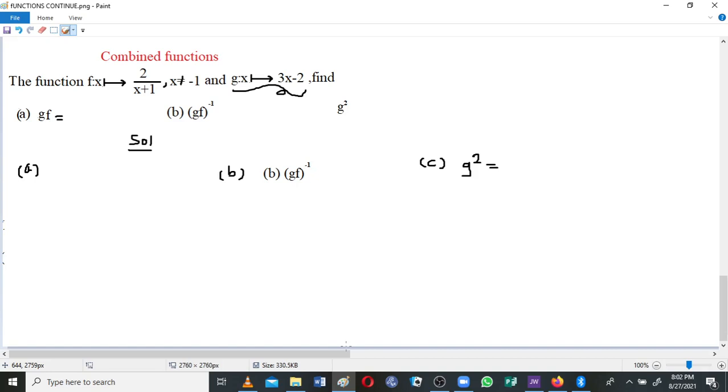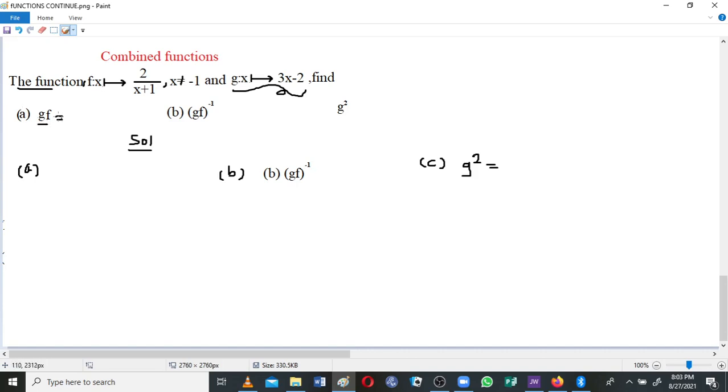Functions. Okay, all right, so we can start solving. The question says the functions f(x) goes to 2 over x plus 1, where x should never be equal to -1, and g(x) goes to 3x minus 2. We need to find gf. Okay, so that is our question A.